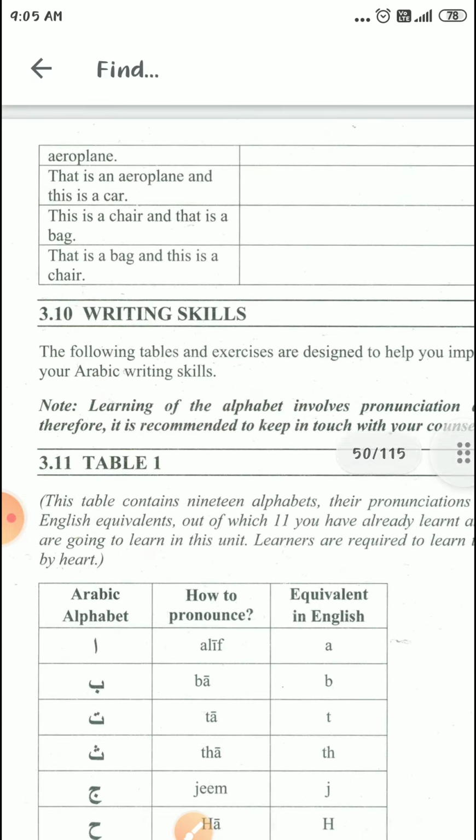These were the exercises we have done in this chapter.